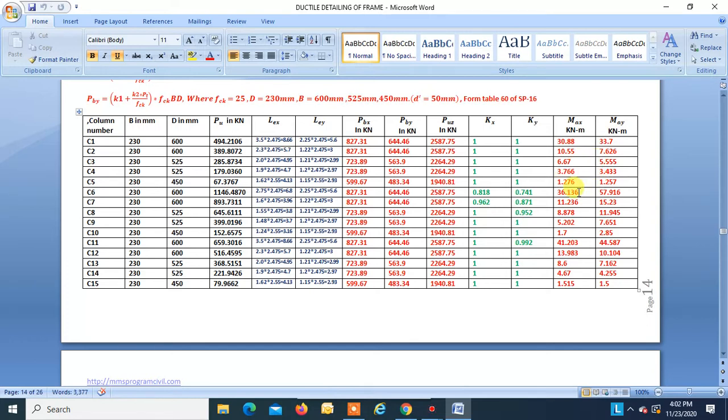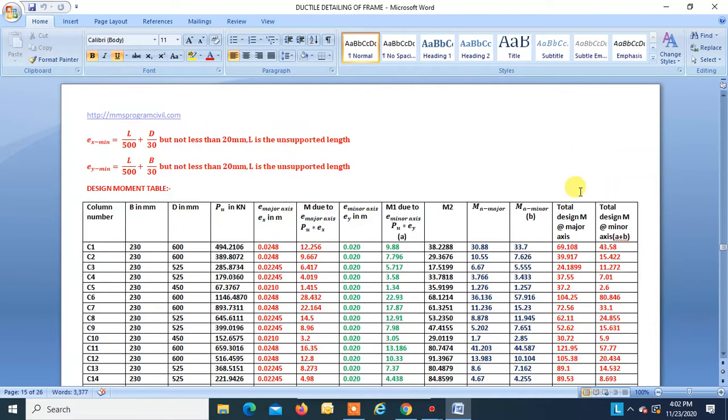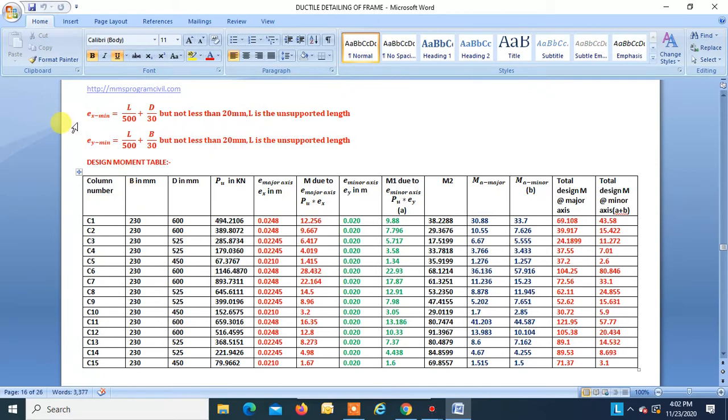Now this moment has to be added to the design moment, okay, because the column is unbraced. So we have to add it with M2. M2 is the larger moment on the column. Now over here again, EX minimum, that is about major axis, the minimum eccentricity is given by this formula, and this minimum eccentricity should not be less than 20 mm. EY minimum should not be less than 20 mm. So if it is found to be less than 20 mm, then you have to take 20 mm, right?